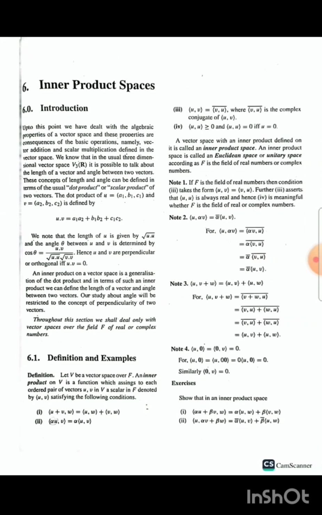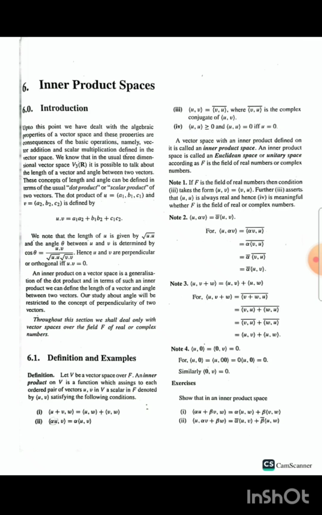In this lecture, we are going to see about the introduction of inner product space. In this topic, we are discussing the three-dimensional vector space. What is a vector space? It should satisfy these three conditions. It is possible to talk about the length of the vector and the angle between two vectors.